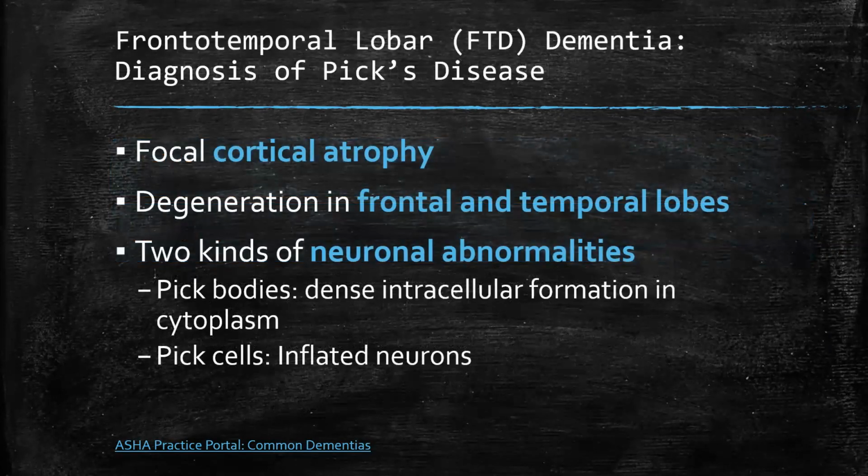So the diagnosis of Pick's disease, a person with this would have focal cortical atrophy. You would see degeneration in the frontal and temporal lobes. So this could be something that physicians could see on a CT or an MRI. And they would have two kinds of neuronal abnormalities. So Pick bodies and Pick cells would be affected.